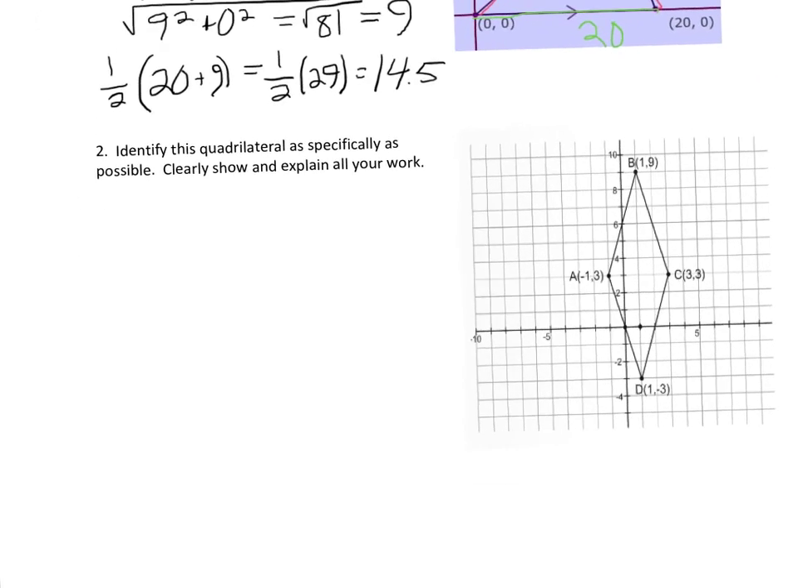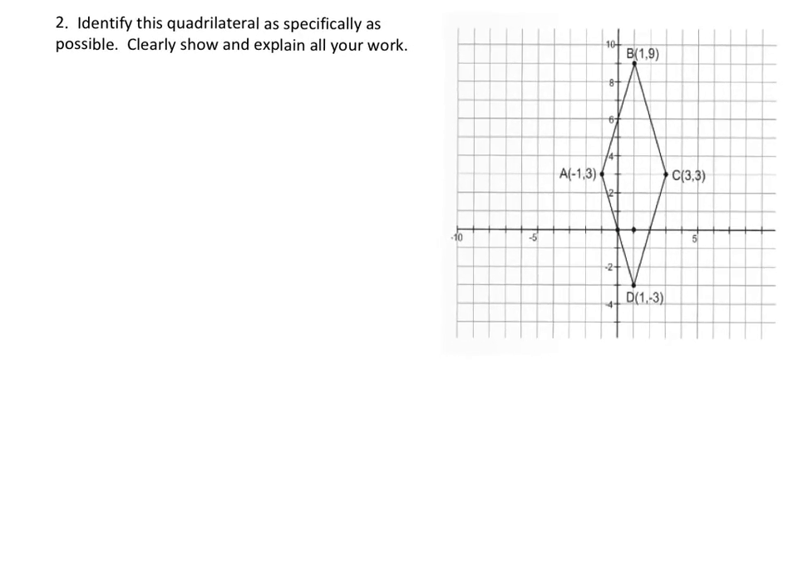Another example, identify the quadrilateral as specifically as possible. That means we only need to give one name, so we want to be as specific as possible, and to clearly show and explain our work. Well, for these, when we're defining things specifically, if you look at your hierarchy, they're all kind of defined by having 2 pairs of sides parallel, 1 pair of sides parallel, or no sides parallel. So you start with a parallelogram, a kite, or a trapezoid. So I would start by first defining that. I'm going to start by proving the sides parallel or not parallel.